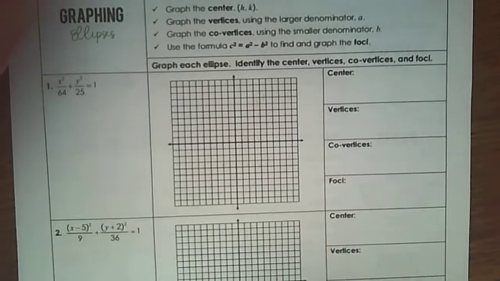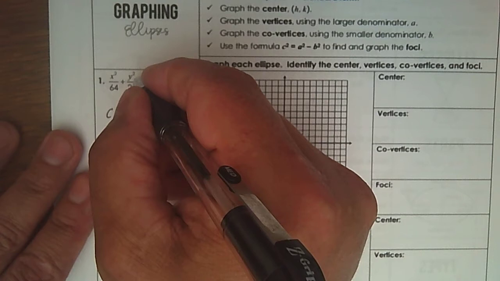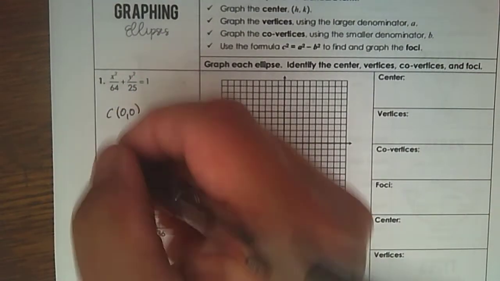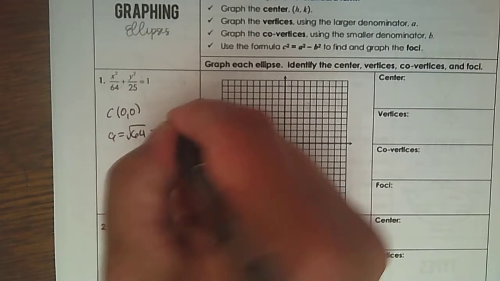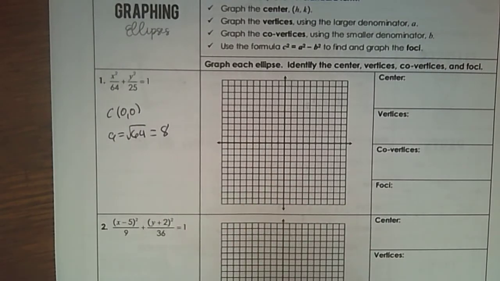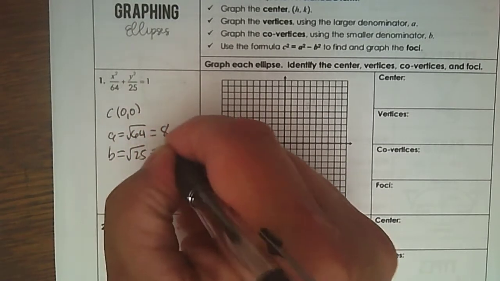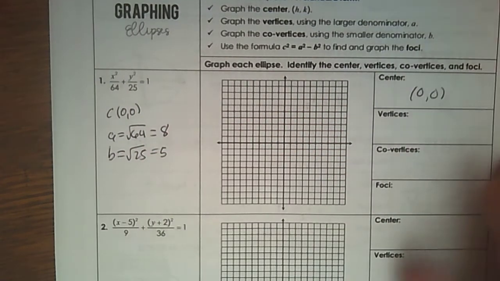So turn the page. First, we're going to learn how to graph it. In number 1, the first thing I'm going to write down is what's the center for this ellipse. And it's in standard form. So from the numerator, there's nothing adding or subtracting inside, so the center of this ellipse is 0, 0. I need to know what A equals. It's the square root of the bigger denominator, so the square root of 64, which is 8, which means this is a horizontal ellipse. It's going to be wider. B is the square root of 25. So we're going to count up and down 5. So here, sorry, the center is 0, 0.